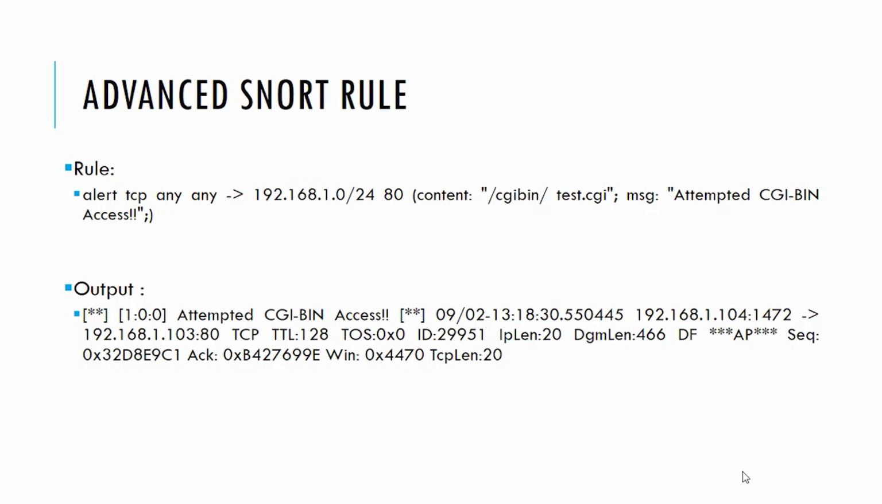Maybe the one configuring the rule is not the same one reading the output, so he can read the text that says attempted CGI bin access and not continue reading the rest of the output, which may look complicated to him. He can know the type of attack from just the message that has been displayed and act accordingly if required.